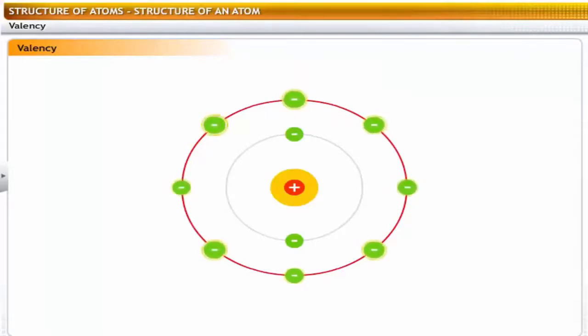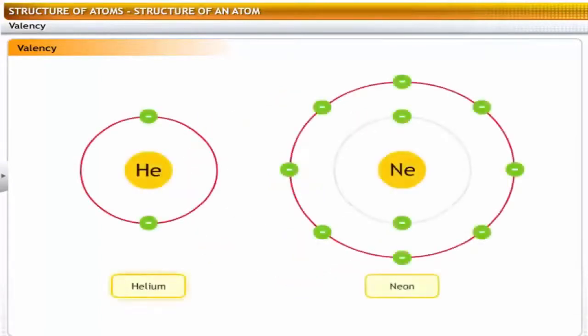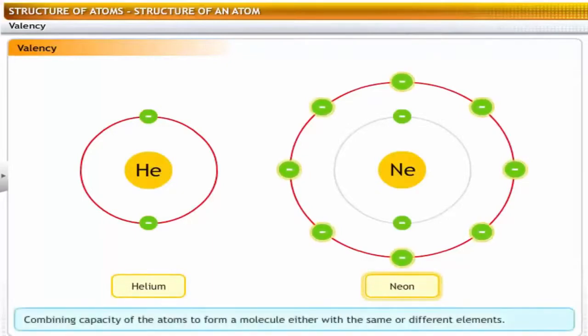It was observed and concluded that an atom with completely filled subshells is stable and does not react easily. In other words, it means that the combining capacity is 0 or nil. The outermost shell of inert gas elements, whose subshells are completely filled, is stable. For example, helium and neon, where helium has 2 electrons in its outermost shell and all other inert gas elements have 8 electrons. The combining capacity of the atom to form molecules either with the same or different elements is defined as valency.